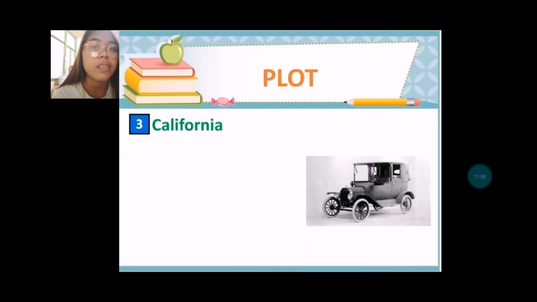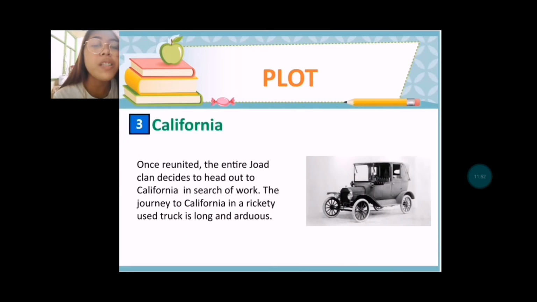California. So once reunited, the entire Joad clan decides to head out to California in search of work. The journey to California in a precarious truck is long and arduous, meaning difficult.